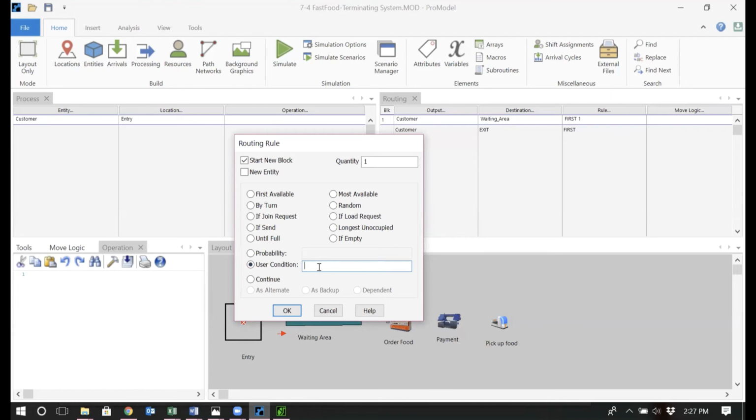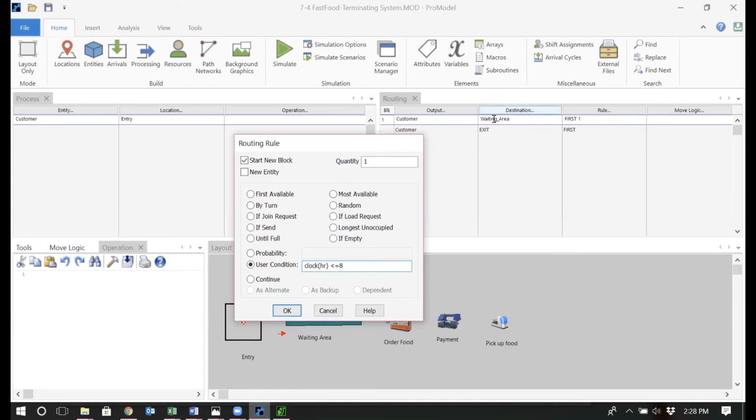So I want to write the condition here that when the customer comes in, check the simulation time. If the simulation time is less than or equal to 8, then let the customer come in and go to the waiting area. How can I get the simulation time? Clock is the command that gets the simulation time, and I want it in hours, so I just write hour. I don't need to use mod or anything like that, because I just need the plain simulation time. Clock hour returns the simulation time in hours for me, and my condition is that it is less than or equal to 8.